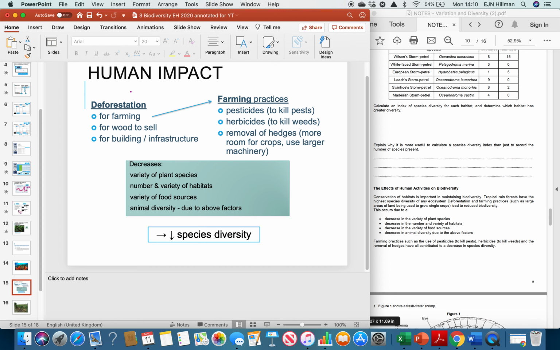Okay, so human impacts. Deforestation, farming. So deforestation for farming. Let's begin on farming. So farming practices might include the use of pesticides to kill pests. Now, a pest really is only a pest if it is reducing the yield of a crop. In nature, that pest may just be a herbivorous animal. To a farmer, a herbivorous animal is destroying a crop and therefore becomes a pest. So they use pesticides to prevent that.